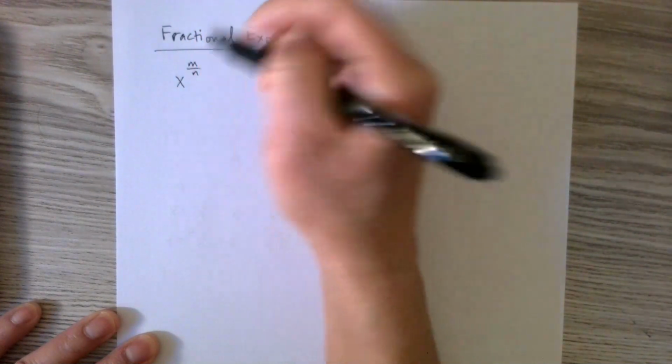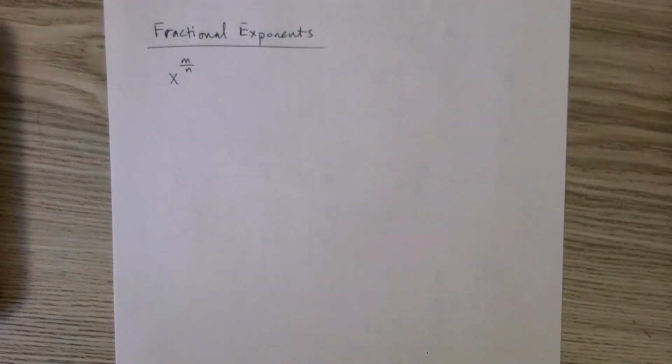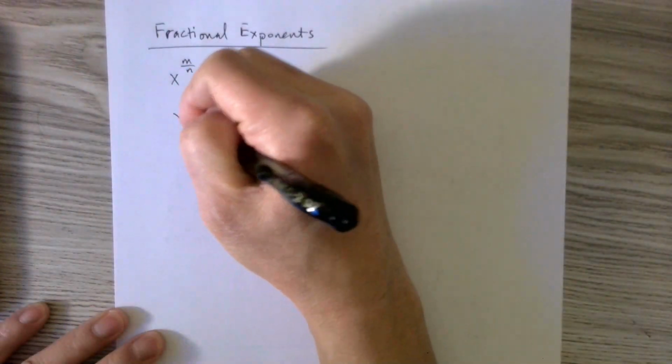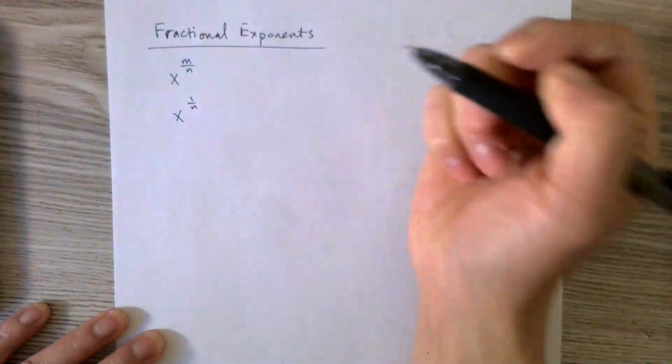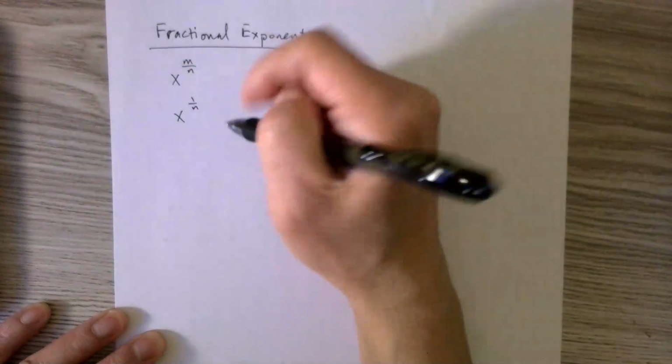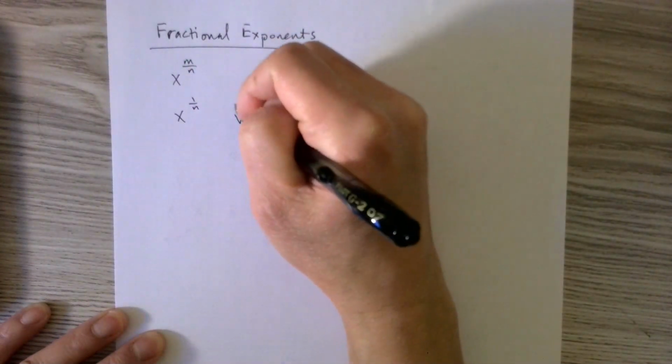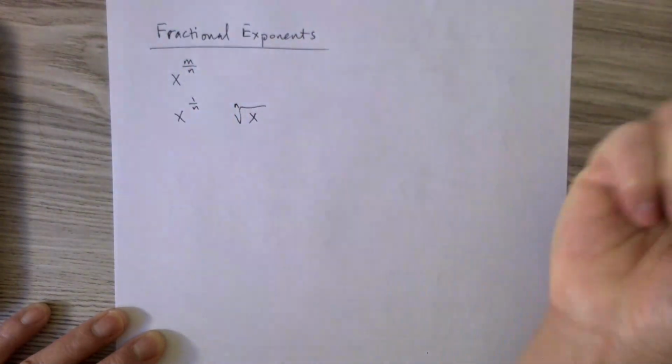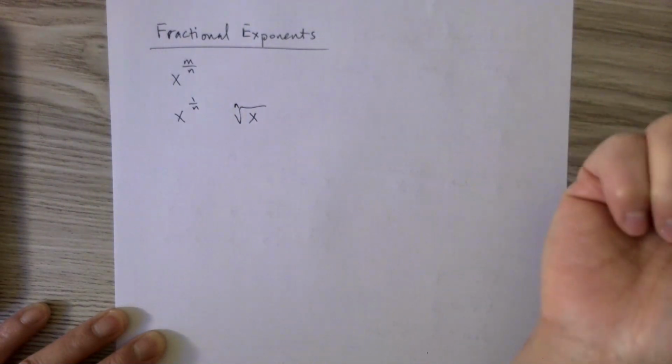So we're going to figure out what x to the m over n power means after we define what x to the 1 over n means. X to the 1 over n means to take the nth root of x.